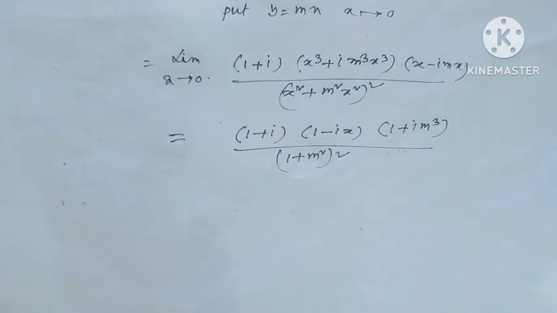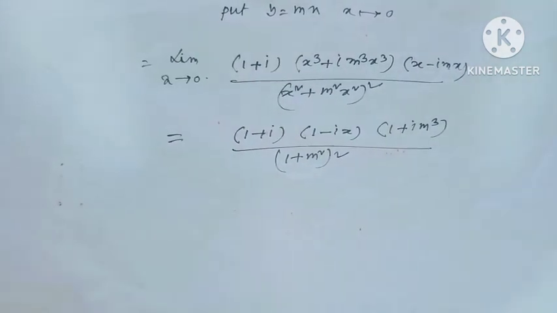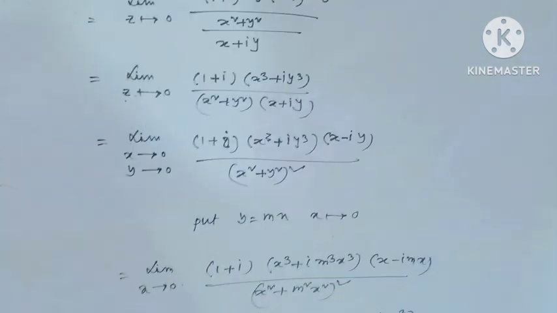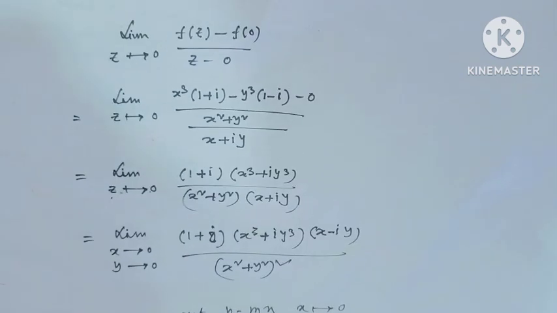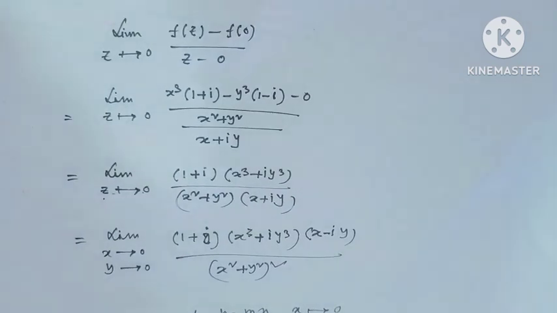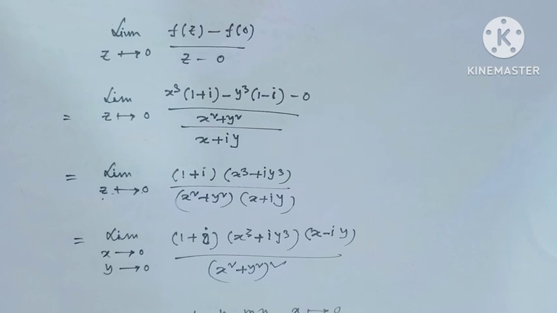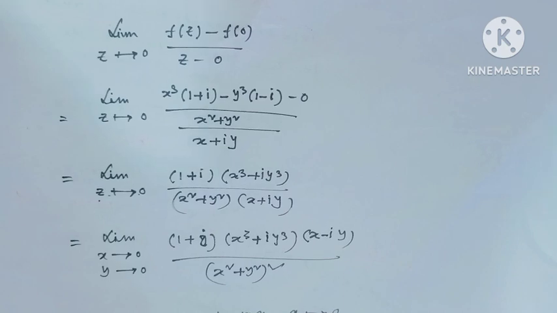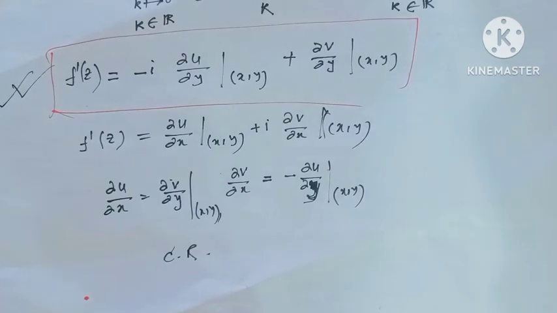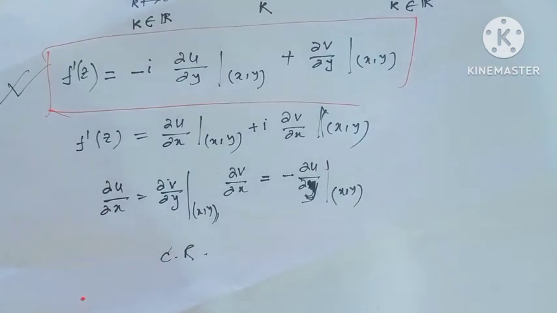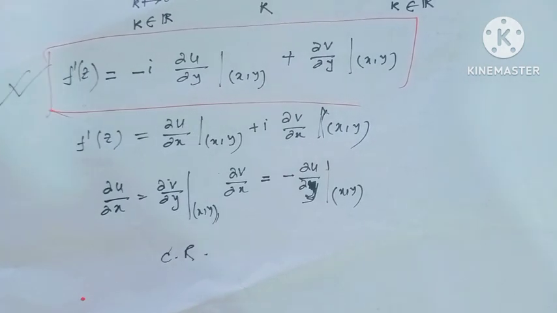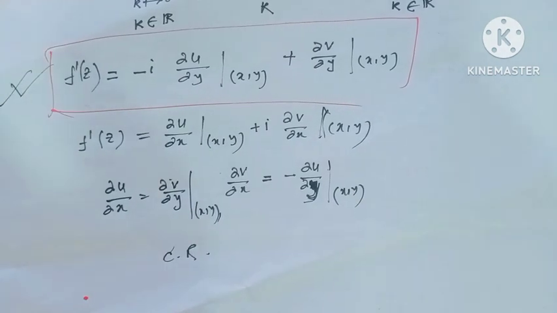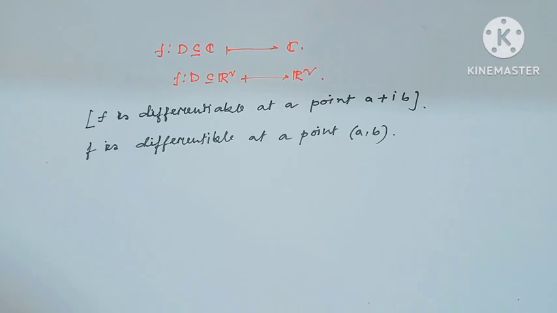Notice, for different values of m, I will get different results. So this function is not differentiable at the point z equal to z0. But at the point z equal to (0, 0), the function satisfies the CR equation. Means when a function is differentiable, then it always satisfies the CR equation, but the converse is not true. CR equation being satisfied does not always imply the function is differentiable.